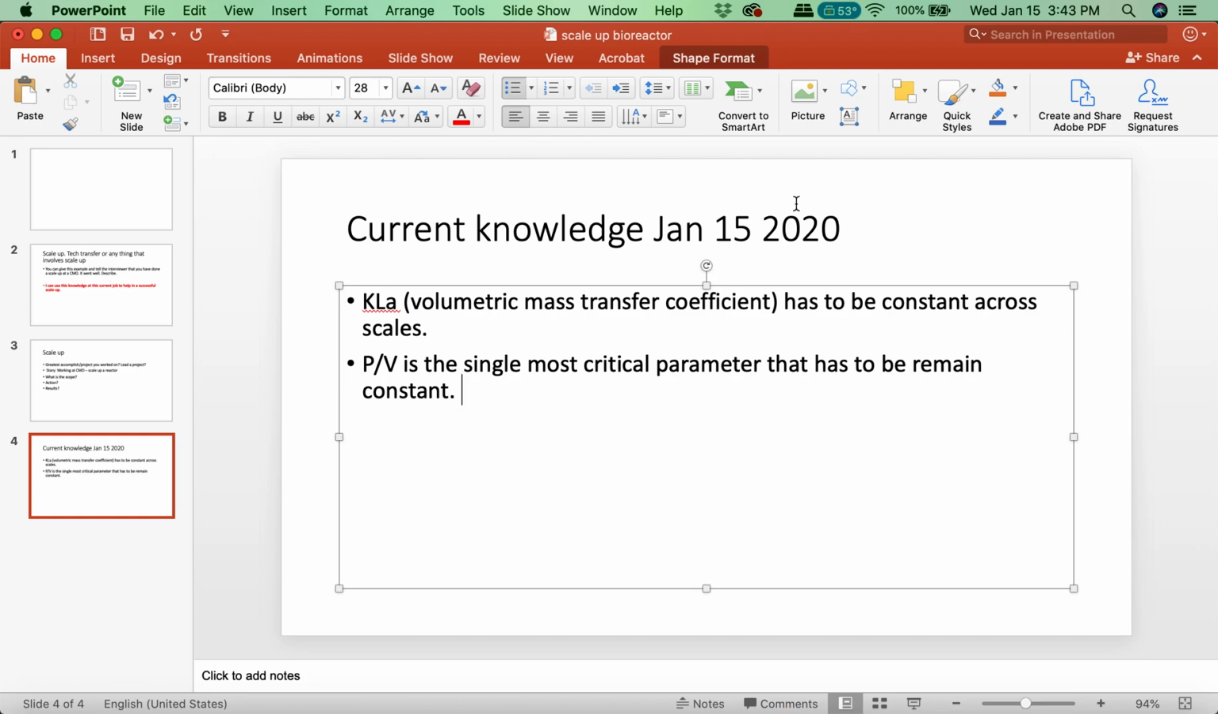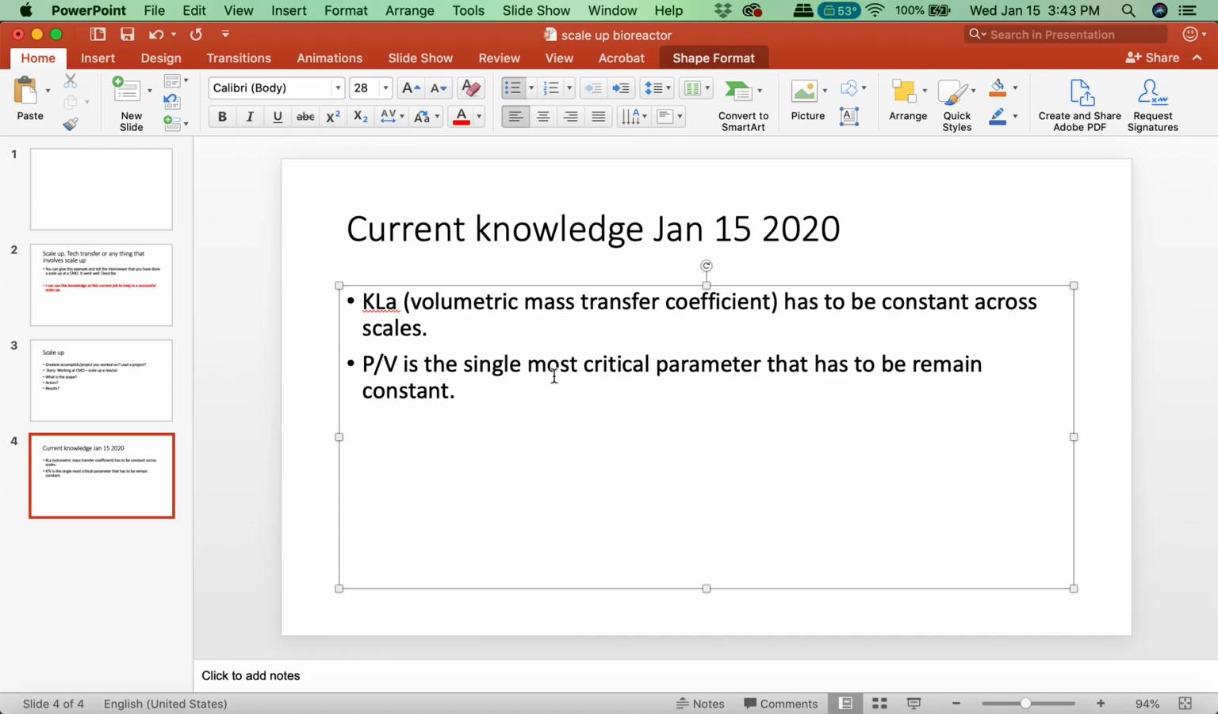Use the similar model when you're preparing for an interview. So my current knowledge as of January 15th is all I know is KLA has to be constant across scale. P over V is the single most critical parameter that has to remain constant. Other than that, I can't explain much.